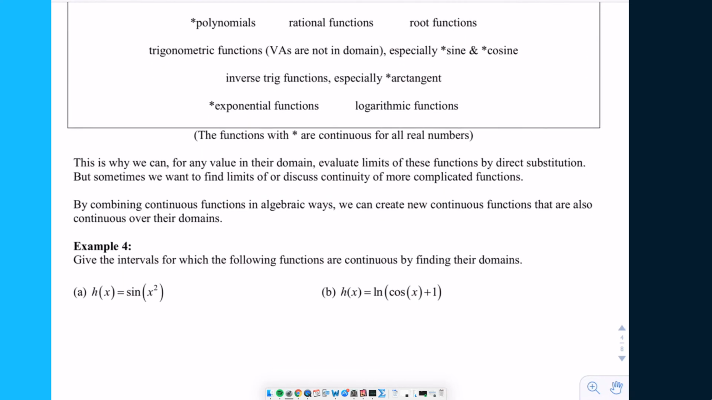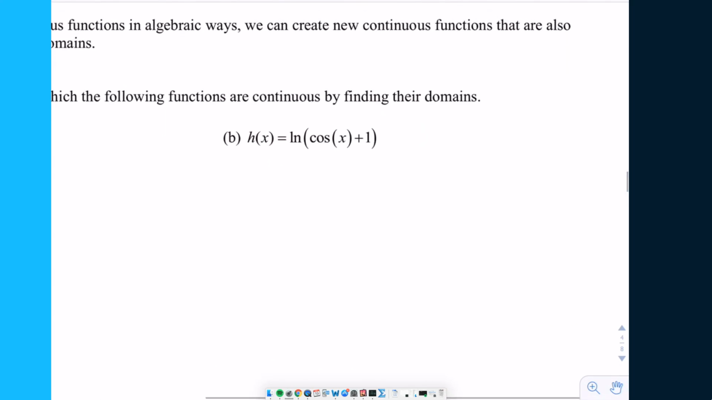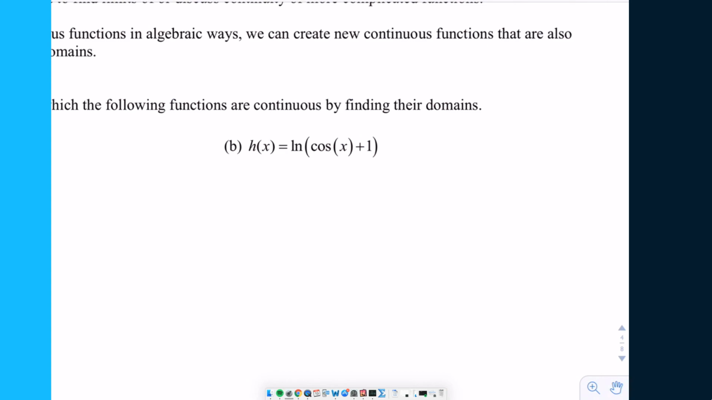But here's another important application. By combining continuous functions in an algebraic way, adding them, subtracting them, multiplying or dividing them, or even composing them, putting one inside the other, we can create brand new functions that are also continuous over their domains. So I can take two continuous functions and combine them and get another continuous function over its domain. That's what we're going to be doing on example 4. It says, give the intervals for which the following functions are continuous, and I give you the secret of how to do it by finding their domains.